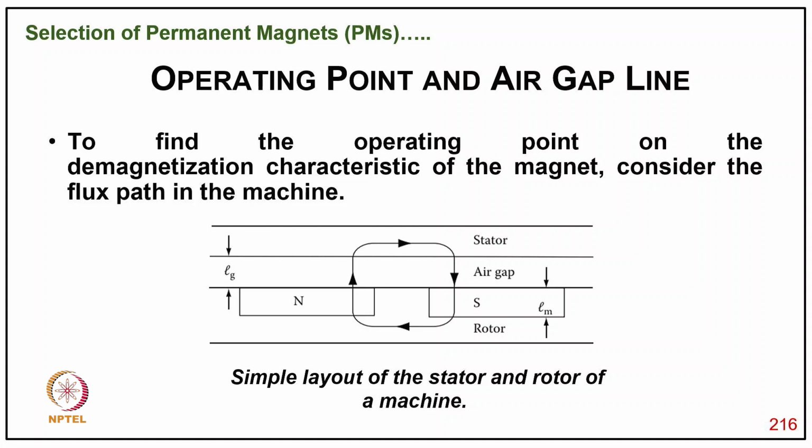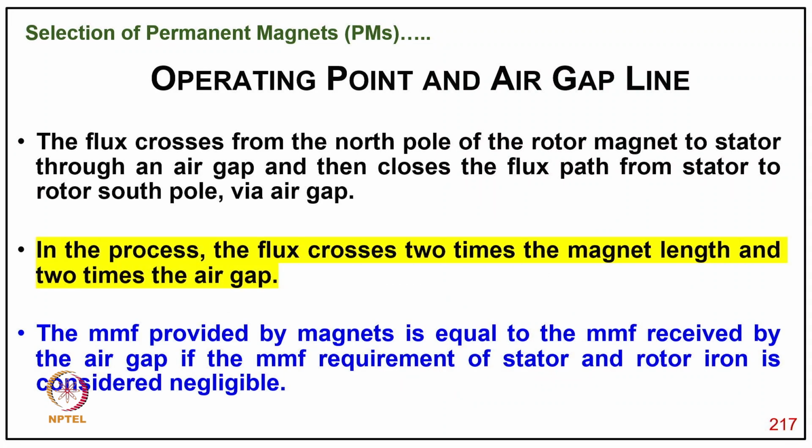Now coming to the operating point and air gap line. To find out the operating point on the demagnetization characteristic of the magnet, consider the flux path in the machine, how the flux flows through the magnet N pole and S pole, through the stator and air gap. So you can say the flux crosses from the north pole of the rotor magnet to the stator through an air gap, then closes its path through the stator and rotor south pole via the air gap, and in the process the flux crosses two times the magnet length and two times the air gap.